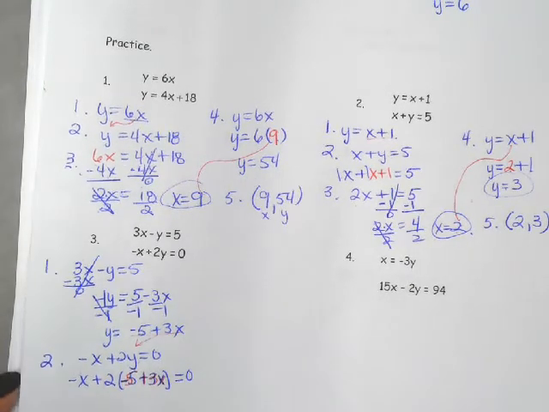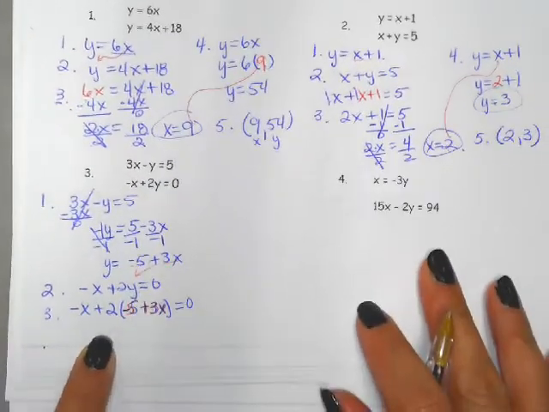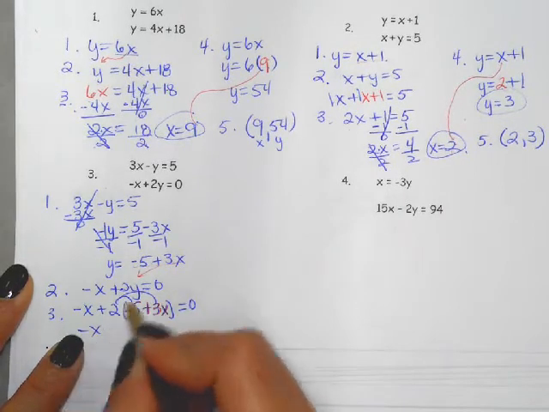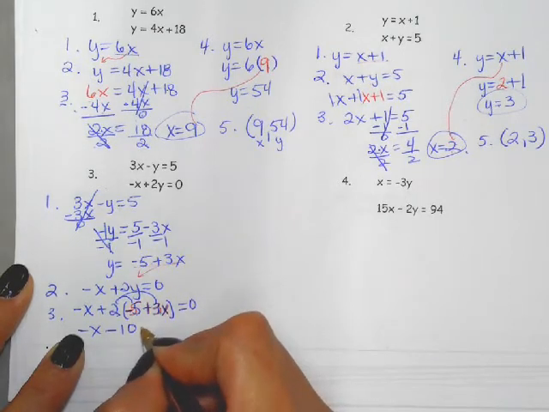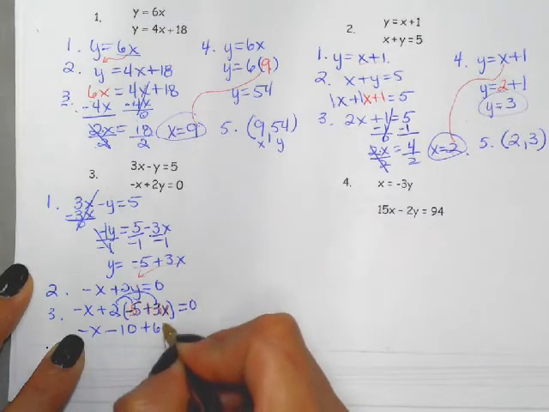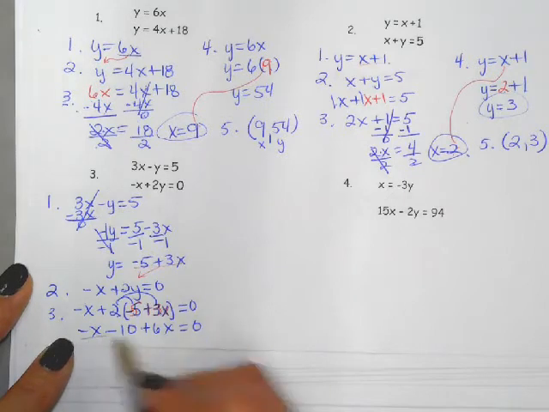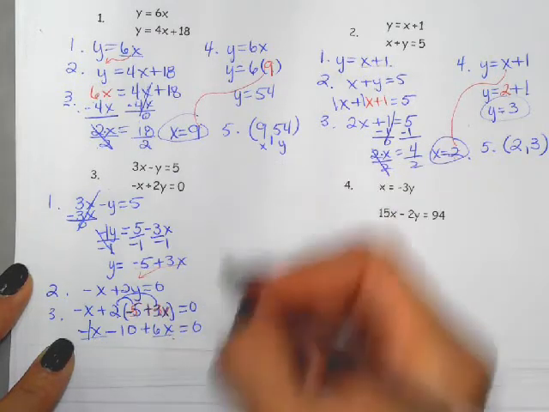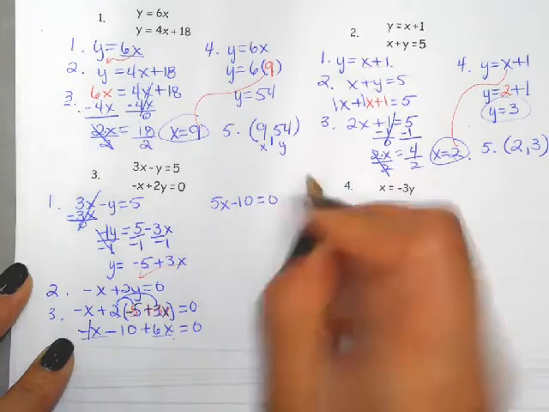Now I'm going to go to step 3 where we're going to solve for x, but I cannot solve if I have parentheses. So we're going to distribute. Negative x, and then 2 times negative 5 is negative 10. 2 times positive 3 is positive 6x. Now that I have distributed, there's no more parentheses, I can combine like terms. We have a negative 1x plus a 6x. Those are like terms, and together they're going to give me 5x. We still have the minus 10 there, equals 0.